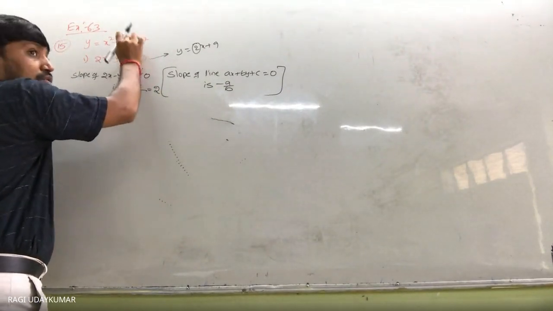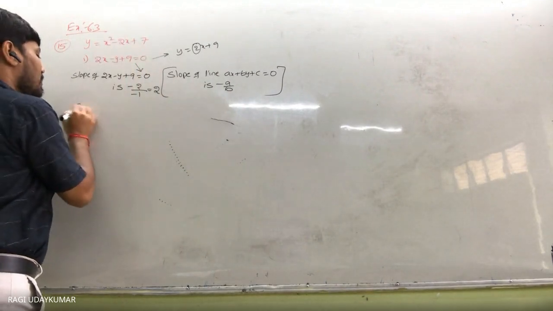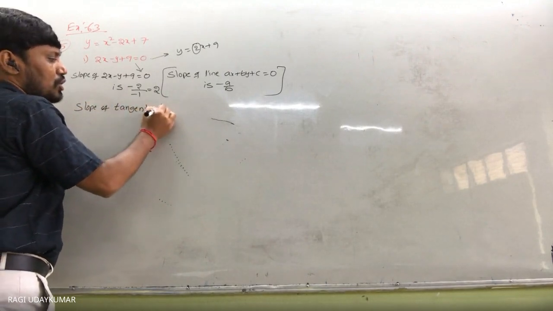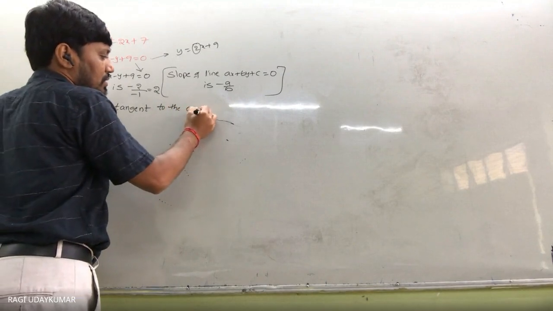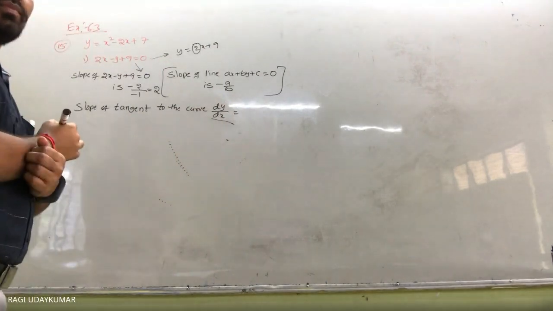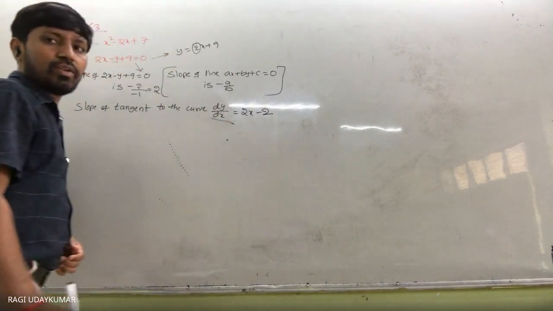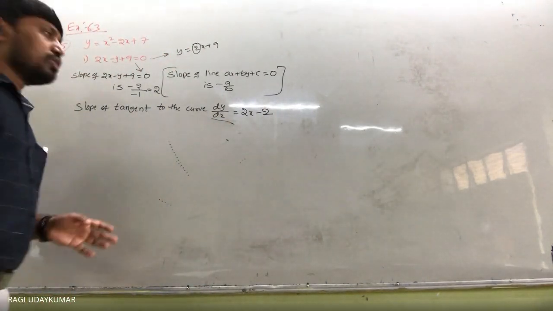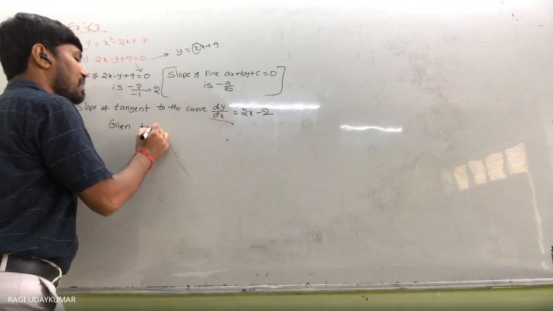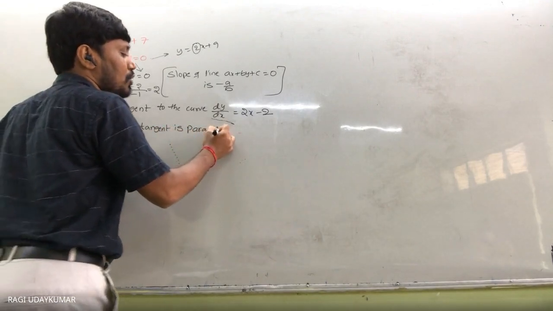Now, according to the question, the slope of the tangent to the curve is dy by dx. So dy by dx is nothing but 2x minus 2. So 2x minus 2 is the dy by dx. Given that the tangent is parallel to the line.